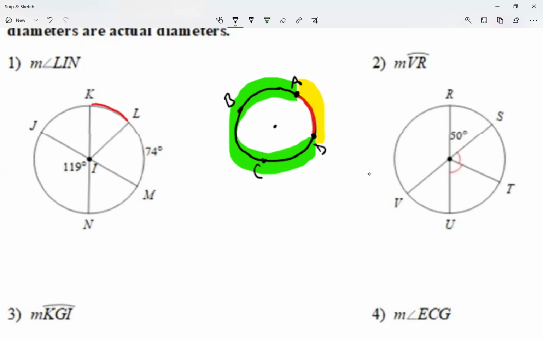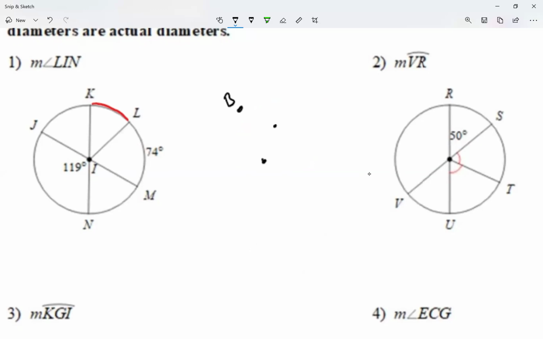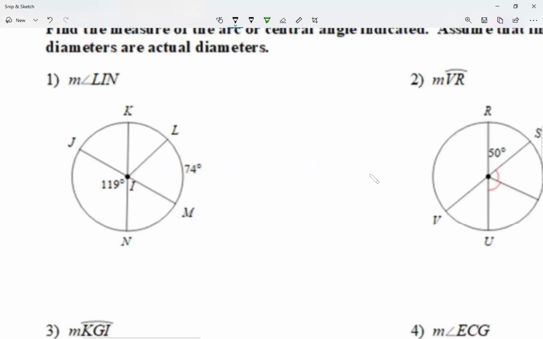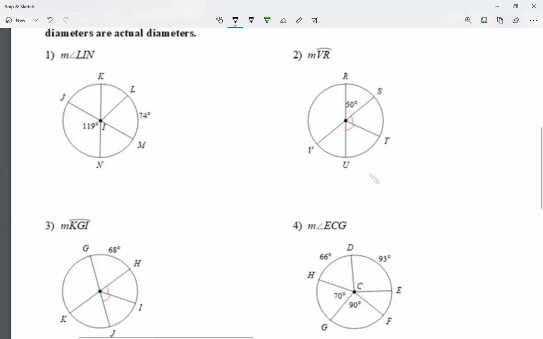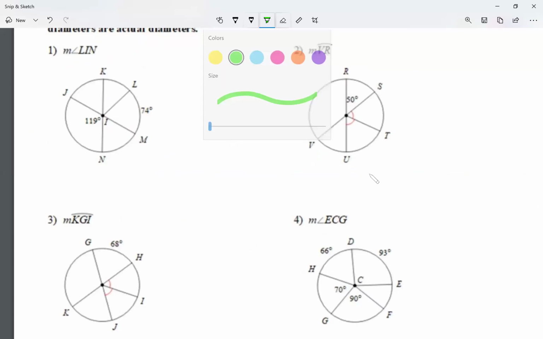So remember how I said earlier that the measurement of the central angle is equal to the arc that it creates. All right, so let's take a look here. We're going to find the measure of the arc or central angle indicated. Notice how for question number 1 and 4, I'm asking for a measurement of an angle. For number 1, I'm asking for the measurement of angle LIN. For number 4, I'm asking for the measurement of angle ECG. So sometimes I can ask for an angle. However, sometimes I may be asking for an arc.